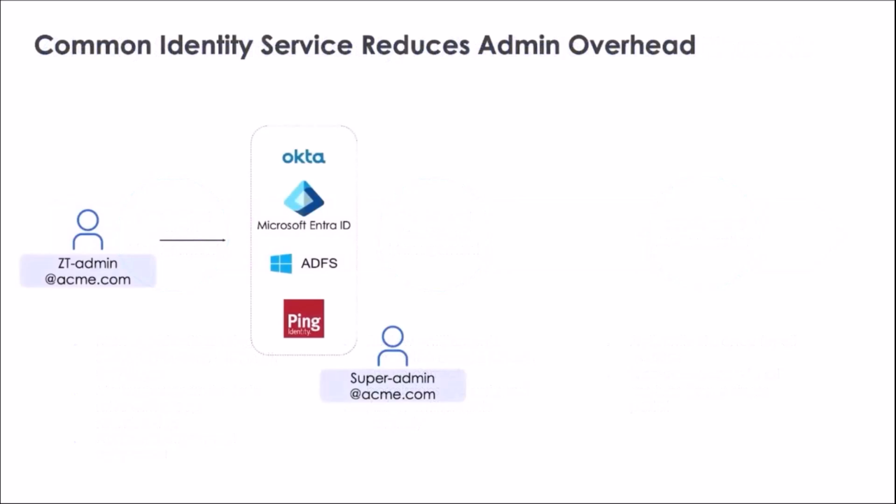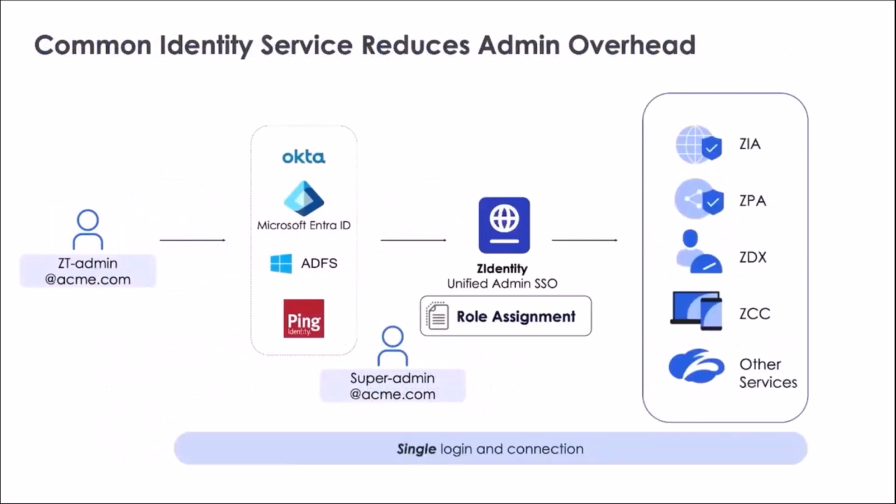For more of a visual aspect of what this looks like, we have simplified the experience for the day-to-day Zero Trust administrator. They only need to authenticate once, regardless of the entitlements that they have. They can authenticate once and then access ZIA as an administrator, access ZPA as an administrator. Likewise, as an end user, that user can also authenticate once through Z-Identity and be enrolled into multiple services at the same time.